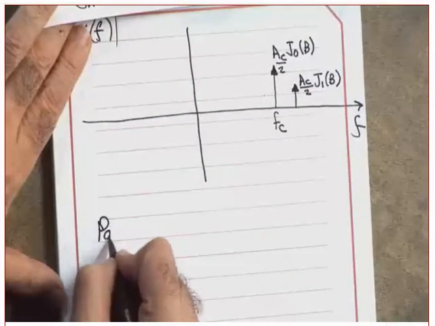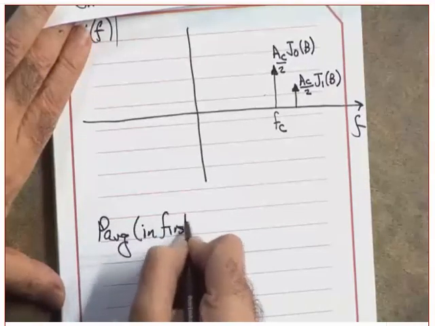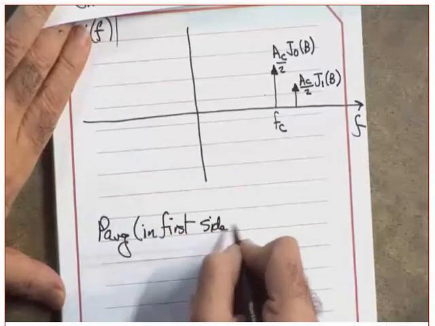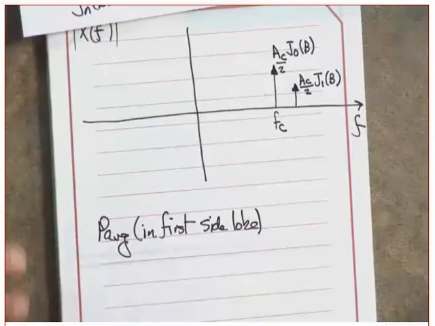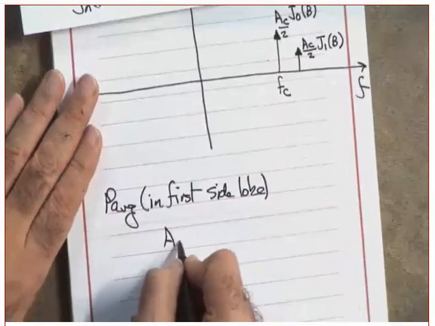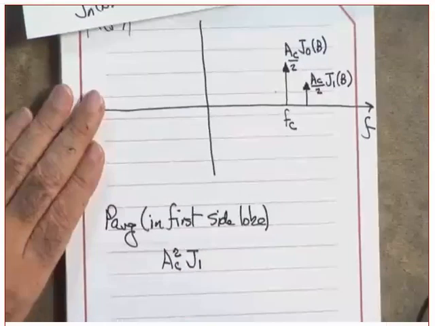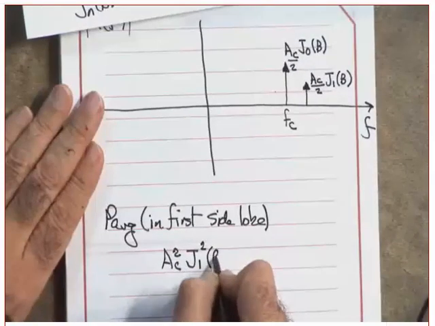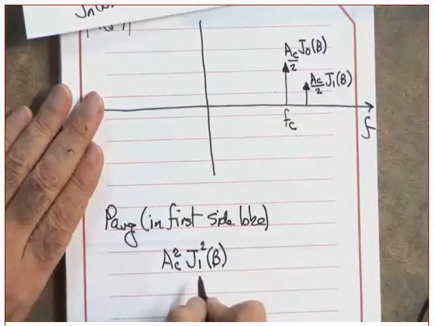Tell me, what is the average power in the first side lobe set? Again, when I say the first side lobe, it means the upper and the lower. I'm still waiting. It's Ac square J1 square of beta over 2. Yes or no?